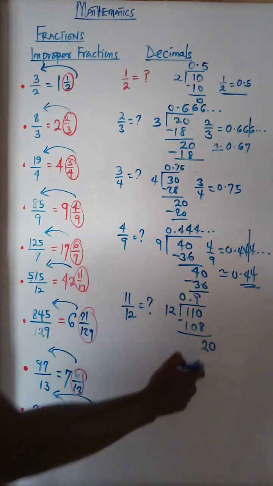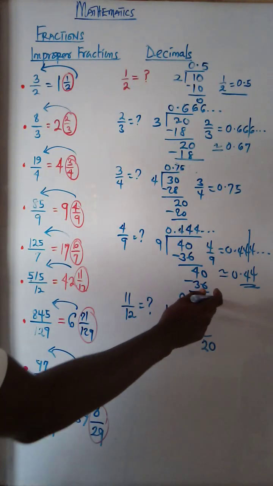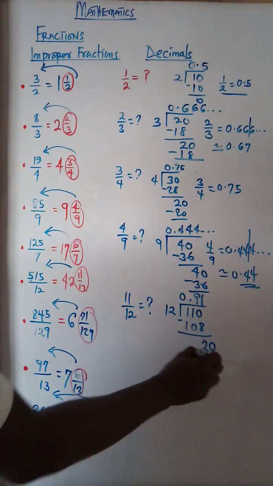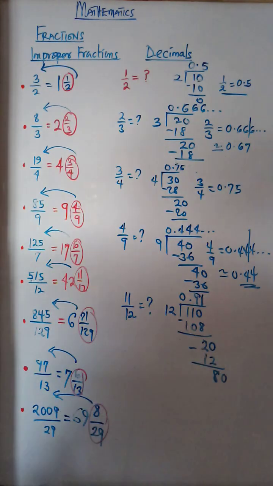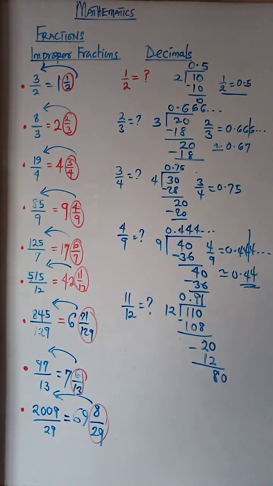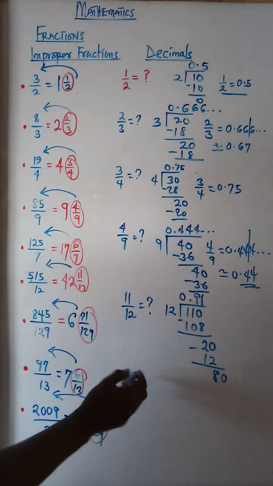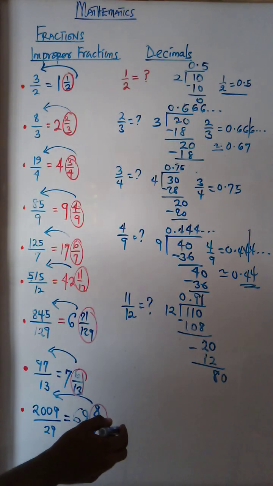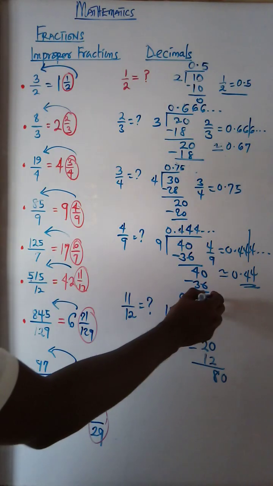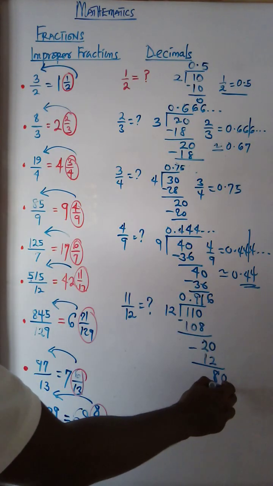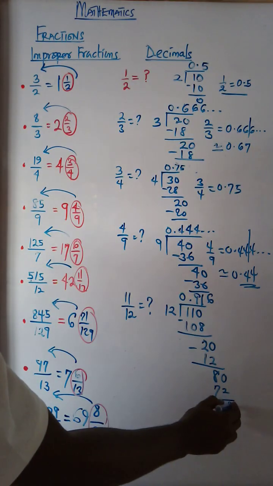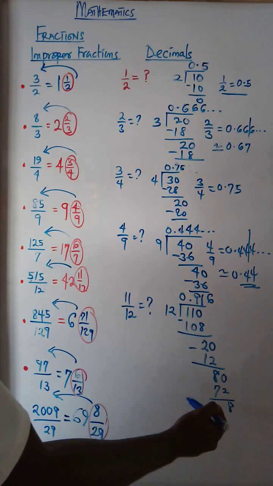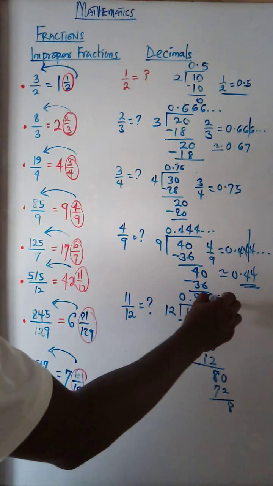12 in 20 can only happen once. 1 times 12 is 12. Let's subtract again, you get 8. Then put 0. How many 12 can we see in 80? So let's see, 12 times 5 is 60. 12 times 6 will be 72. That will be 6. We subtract, we are going to get what again? 8. 8, 8. So meaning if you continue, you getting what? 6, 6, 6, 6, 6, 6 like that.